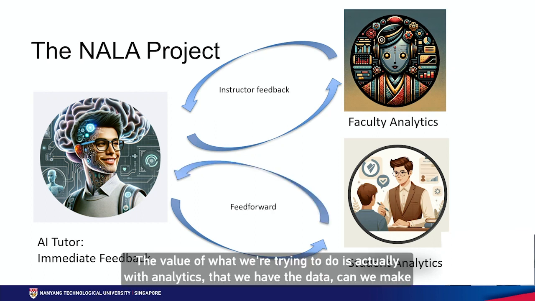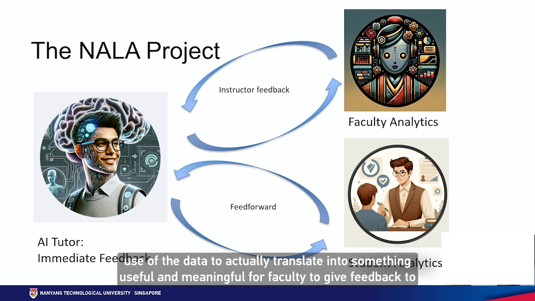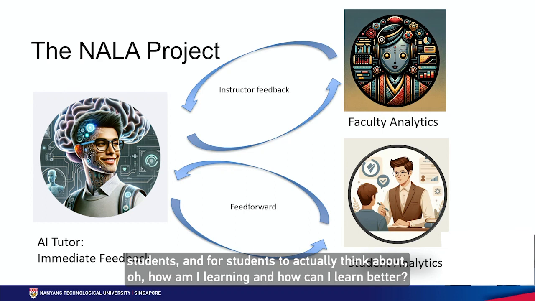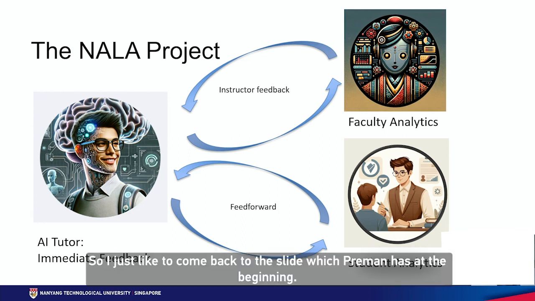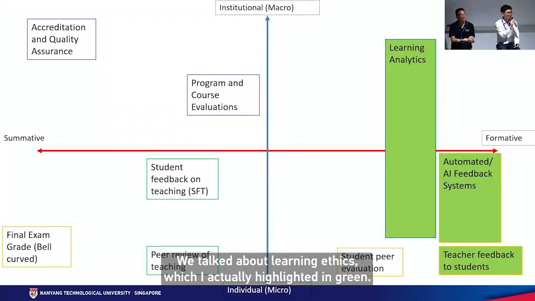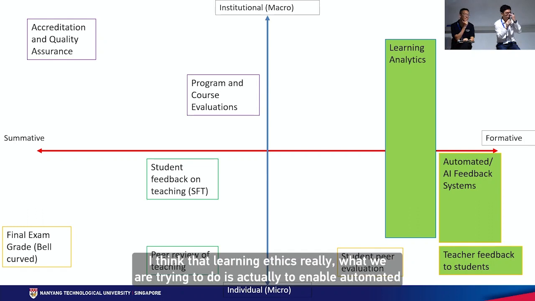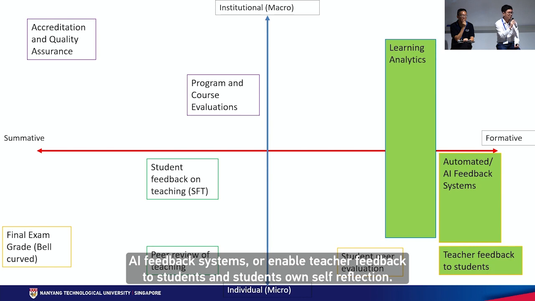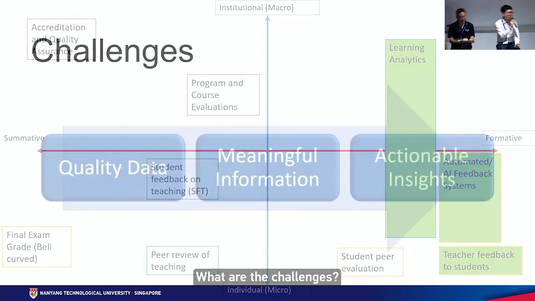The value of what we're trying to do is that with analytics, we have the data. Can we make use of data to translate into something useful and meaningful for faculty to give feedback to students, and for students to think about, oh, how am I learning and how can I learn better? So I'd like to come back to the slide which Preman had at the beginning. When we talk about learning analytics, which I highlighted in green, what we are trying to do is to enable automated AI feedback systems or enable teacher feedback to students and students' own self-reflection. What are the challenges?